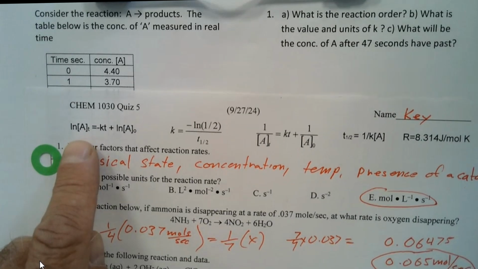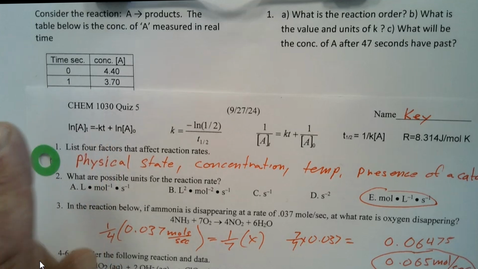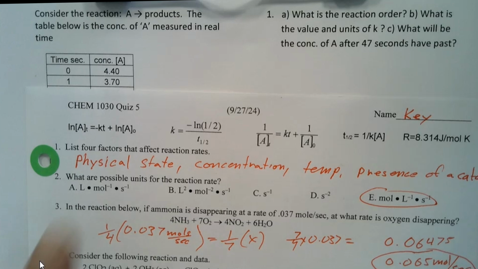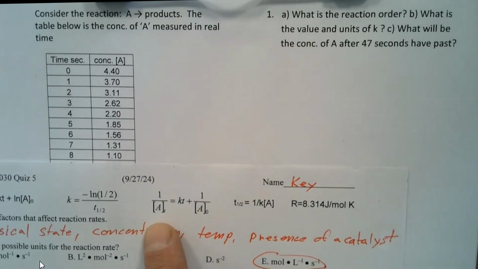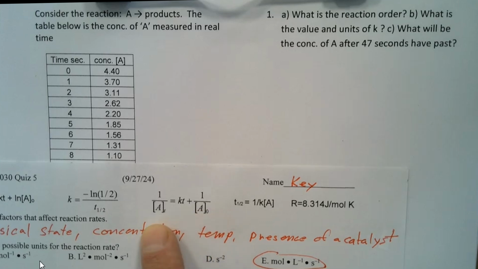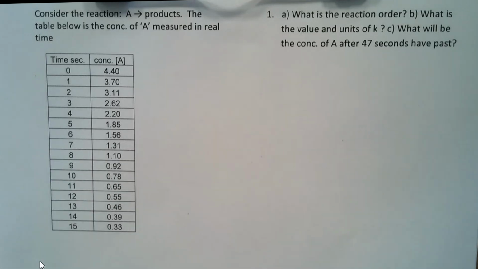If I plot the natural log of concentration versus time, and I get a straight line with a negative slope, that's the rate constant. Or maybe I could plot 1 over concentration versus time, and if I get a positive slope in a straight line. Well, nobody wants to watch me use Excel, and I'm not really good at making plots on the Texas Instrument.